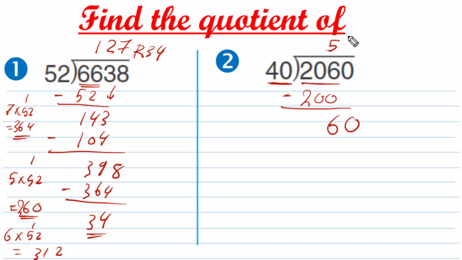60 divided by 40 equals 1. 1 times 40 equals 40. Draw a line and subtract, it will be 20. Now the remainder will be 20.